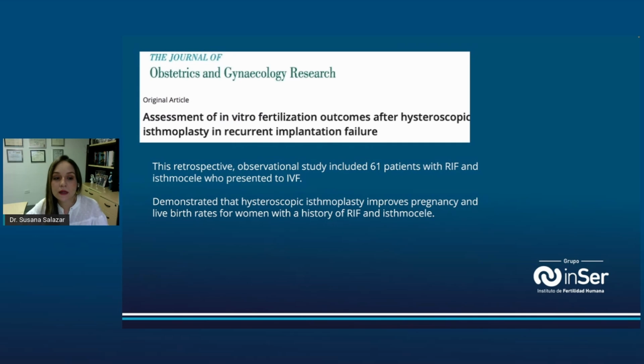And this is a retrospective observational study that includes 61 patients with recurrent implantation failure and isthmocele who presented to IVF. It demonstrated that hysteroscopic isthmoplasty improved the pregnancy and live birth rates for women with a history of recurrent implantation failure and isthmocele. In our center, we have also seen an improvement in the rate of spontaneous pregnancy or by assisted reproductive therapies after isthmoplasty.